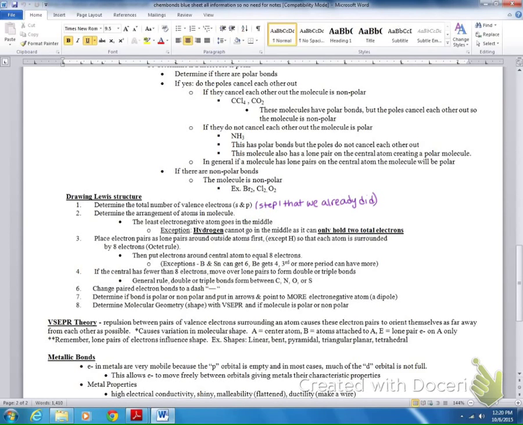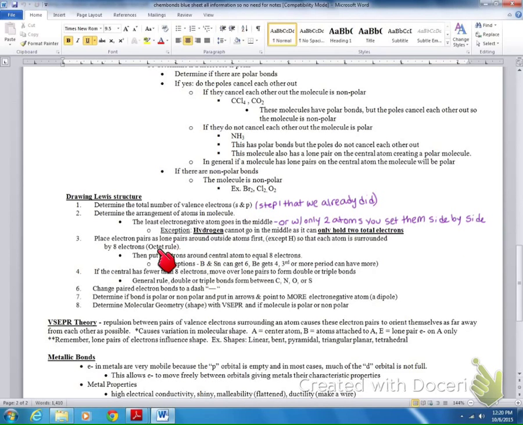And then we're going to determine the arrangement of the molecule. So far we've only ever had 2 atoms, and so we've just set them side by side. But if we have more than 2 atoms, the least electronegative atom goes in the middle. Our only exception to that is that hydrogen will be the least electronegative atom in some compounds, but it cannot go in the middle because it can only hold 2 electrons. So hydrogen will never be our central atom. We also, if we only ever have 2 atoms, will set them side by side to each other.